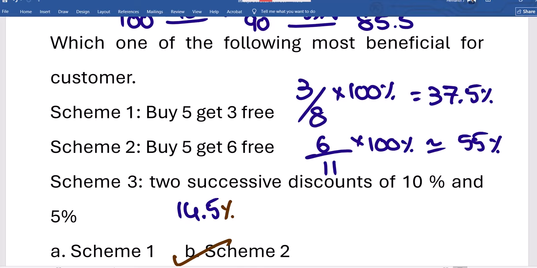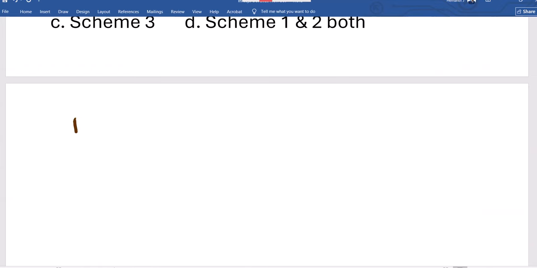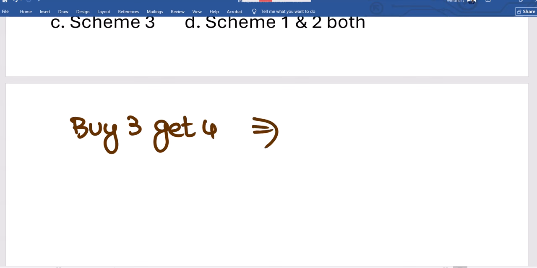Now, some people will get confused, sir. Buy 5, get 3 free; buy 5, get 6 free. But sometimes if that word free is removed, then the meaning is different. Let's say they mention buy 3, get 4. Then what is the discount, you know? If it were 1 free out of 4, it would be a 25% discount. There they mentioned 4 free. If free is not mentioned, you are buying 3 and getting 4, which means you are getting only 1 extra.